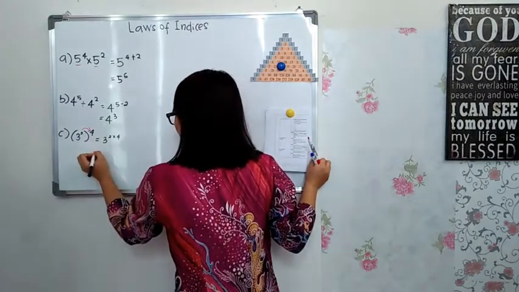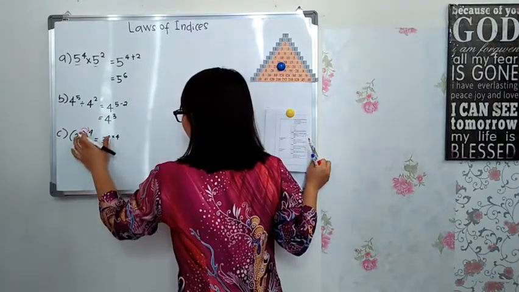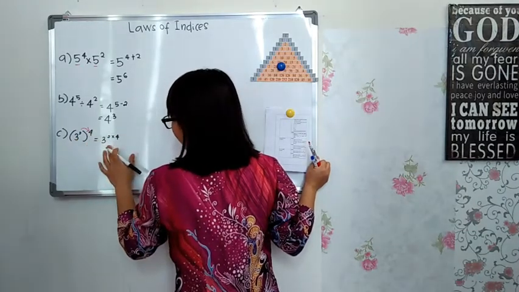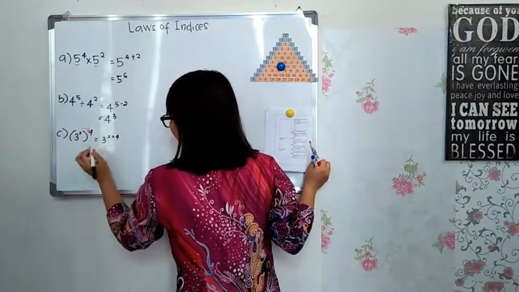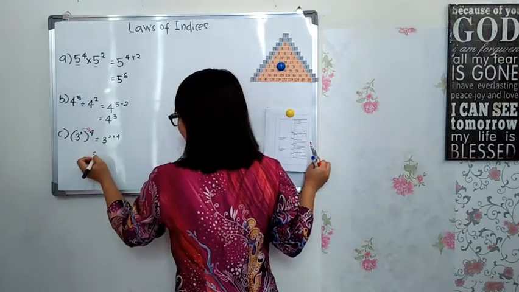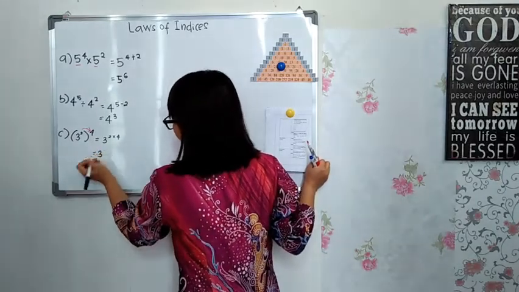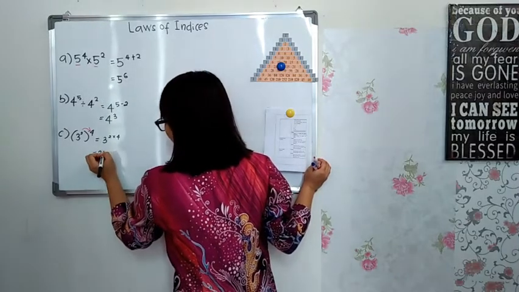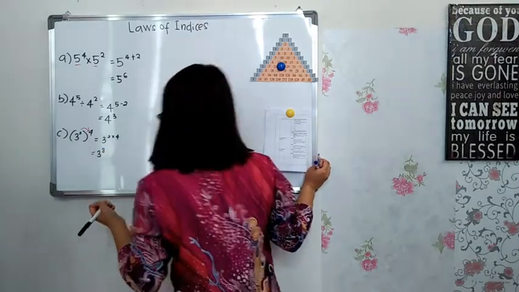Okay, 3 to the power of 2 and to the power of 4 will become 2 multiplied by 4, and then we get 3 to the power of 8.